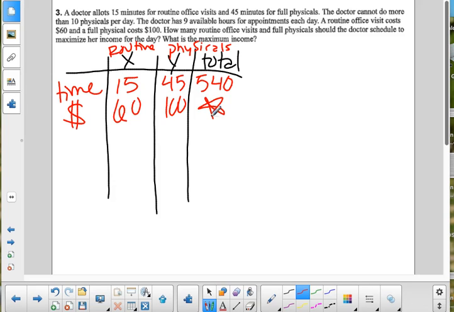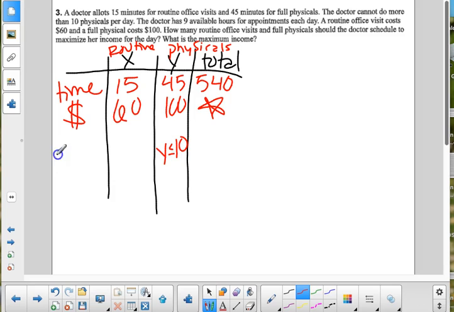If you reread it, it says you can't do more than 10 physicals per day. So that 10 physicals has to go right here. So she can't do more than 10 physicals a day. Can she do less than 10 physicals a day? Yeah. Can she do exactly 10 physicals a day? Yeah. So Y has to be less than or equal to 10.